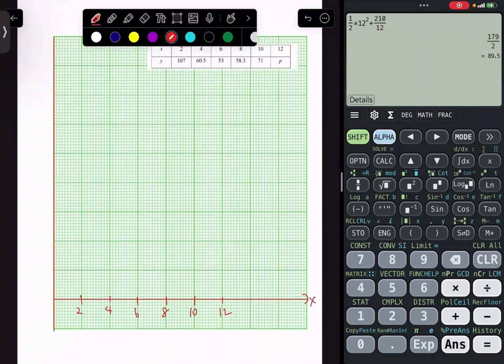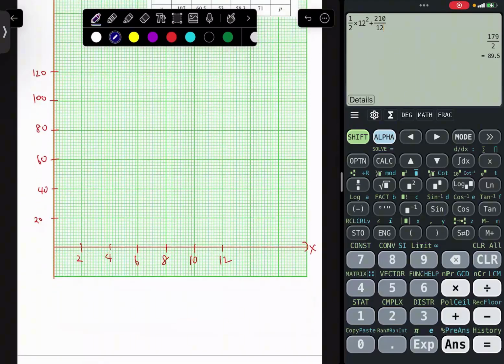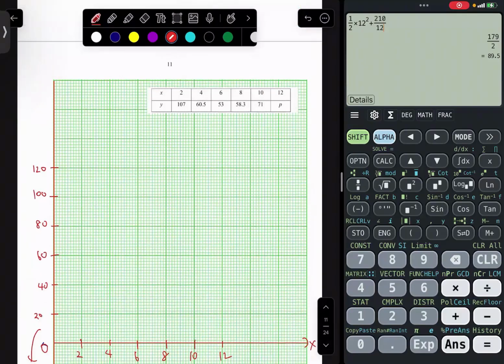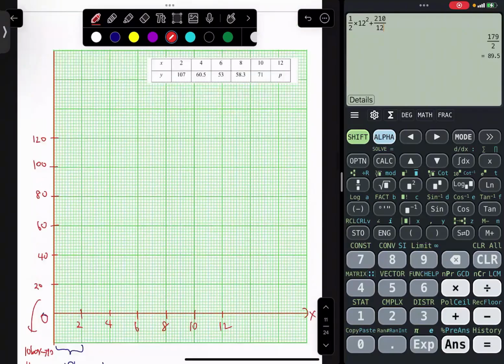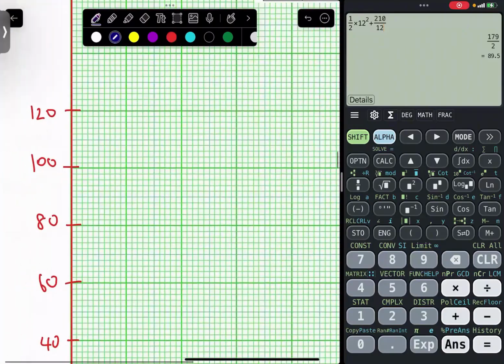So it makes sense if I have 10, 20, 30, 40, 50, 60, 70, 80, 90. So 10 cannot work, so maybe you try 20: 20, 40, 60, 80, 100, 120. What I like to do is count the boxes. 10 boxes for 2, so 1 box is 0.2. Here, there will be 10 boxes for 20, so 1 box is 2. Now 2 and 107: 100, 102, 104, 106, 107 will be somewhere here.